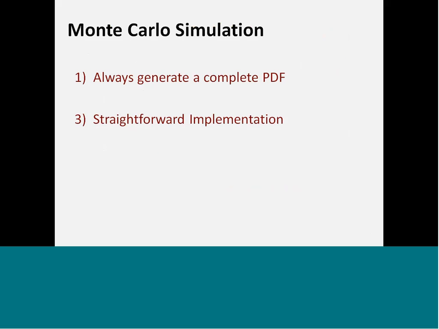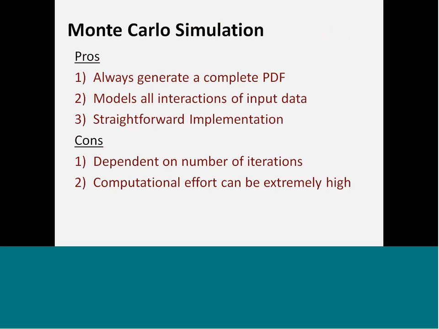Now, I'm going to call this the gold standard of probabilistic modeling. And the reason why is because it always generates a complete probability distribution based on all the inputs, and it models all of the interactions of the input data without fail. And the other thing is it's really straightforward to implement because we're sampling from the distributions and you apply that sampling. The cons to this aren't insignificant. The results are highly dependent on the number of iterations, which Casey will show later. And as a result, the computational effort can be extremely high.